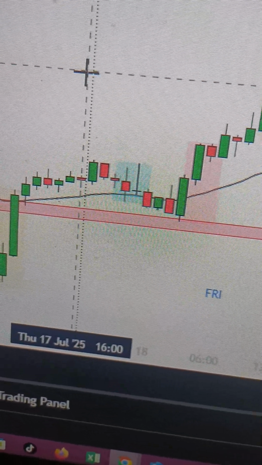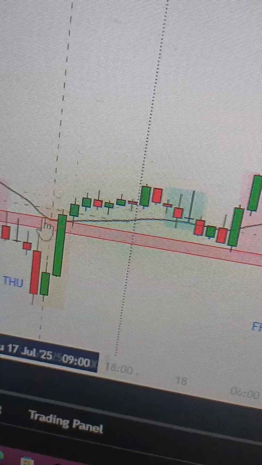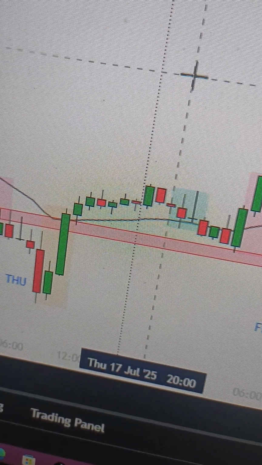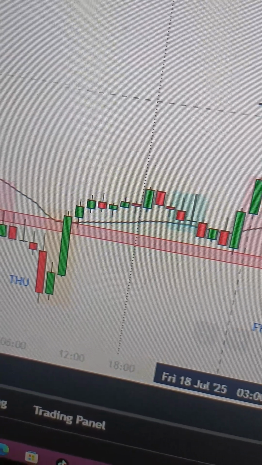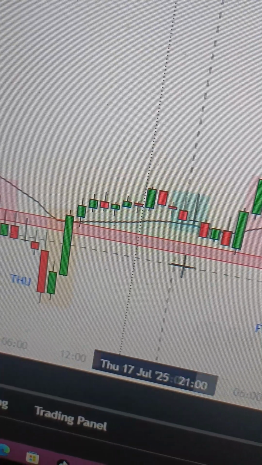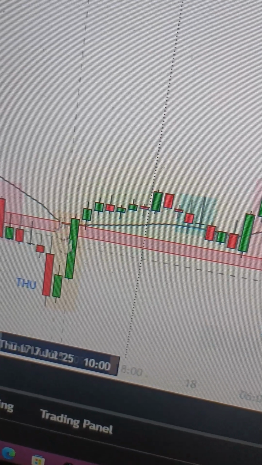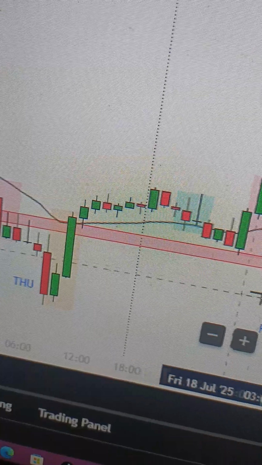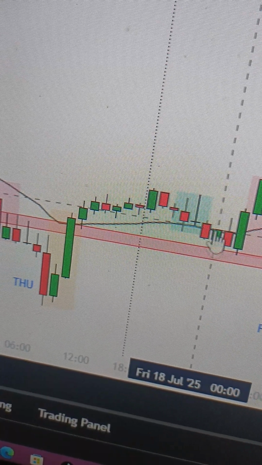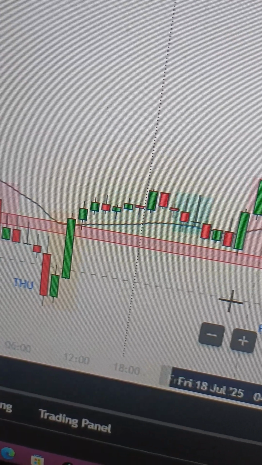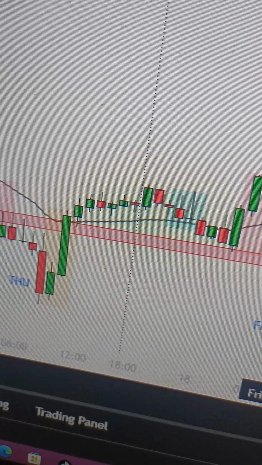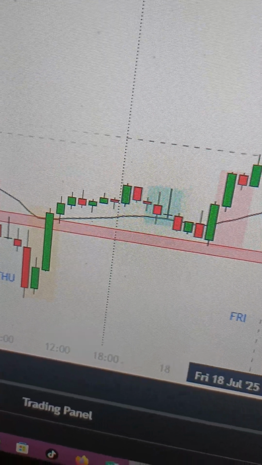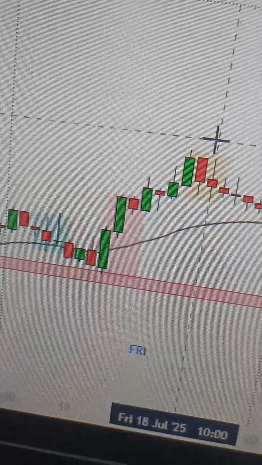We broke above the 20 EMA. We just want a retest of the 20 EMA when we are retesting an SNR zone. We have a break, we have a retest of the 20 EMA, and we are retesting an SNR level. That's where we buy. At this point, we are above the 20 EMA.